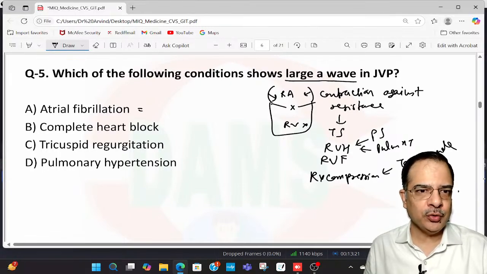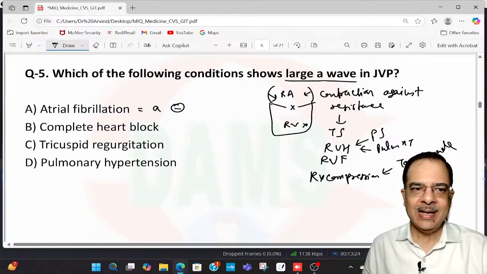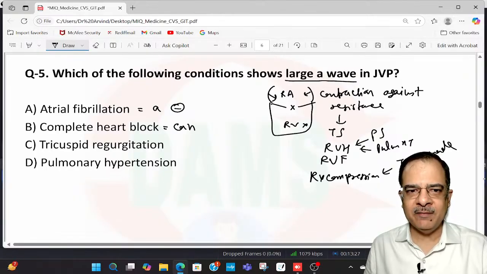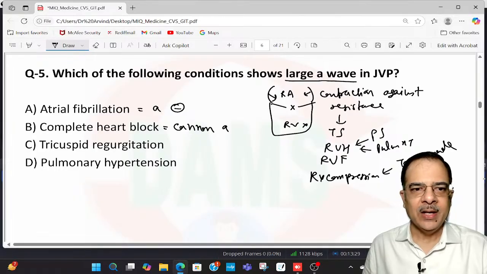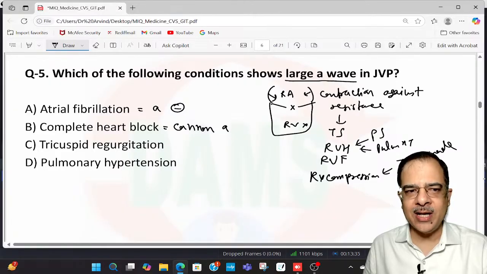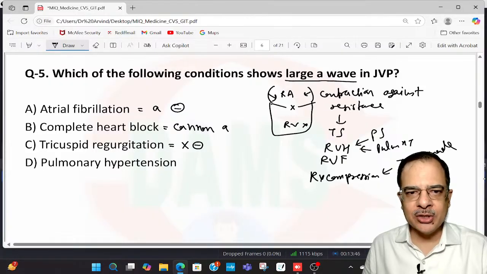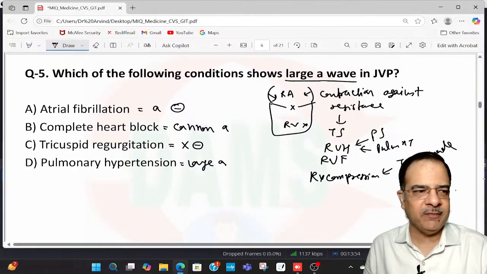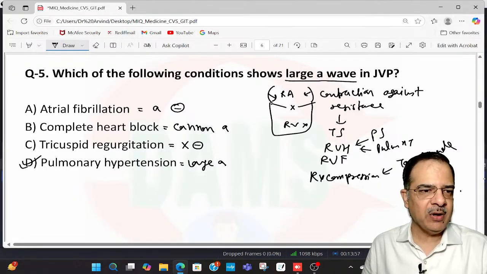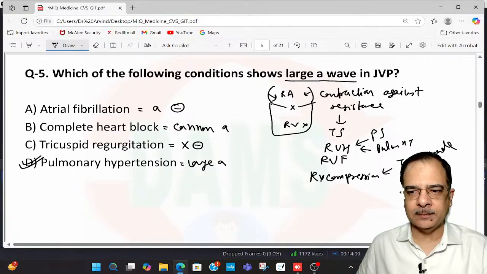So atrial fibrillation will show A wave absent. Complete heart block will show Canon A wave, while tricuspid regurgitation does not affect the A wave because the right atrium is dilated. So tricuspid regurgitation characteristically will show X descent being absent. This is a classical finding here. X descent will be absent in tricuspid regurgitation. And pulmonary hypertension will cause RVH, and that will show a large A wave. Large A wave, yes. So the answer here will be D option.